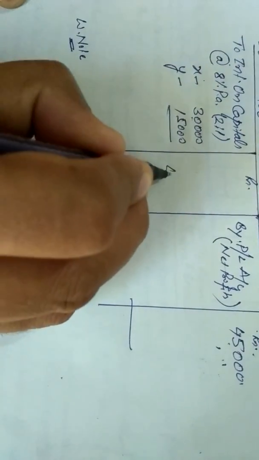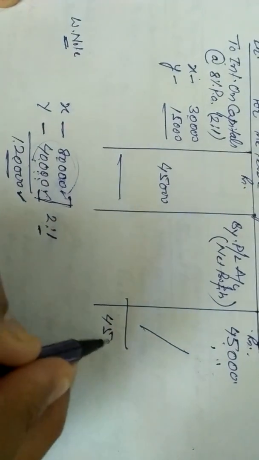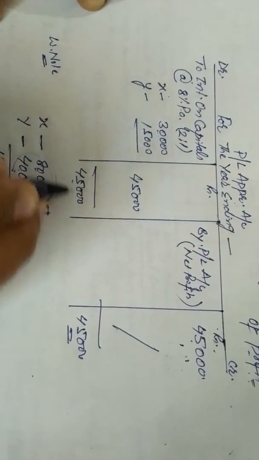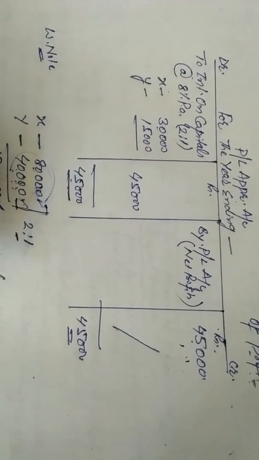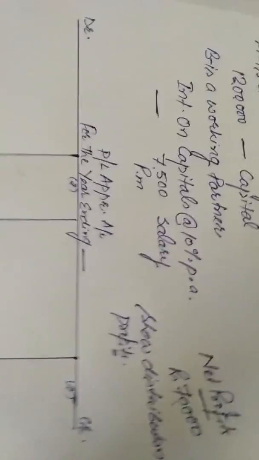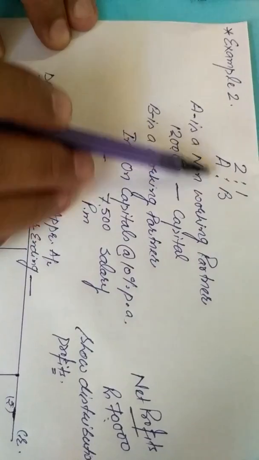The total amount is 45,000. This will be the accounting treatment of the given information when the amount of appropriation is more than available profit. इसी को हम एक अनदर एग्जांपल की हेल्प से डिस्कस करते हैं. सेम टॉपिक. Now the second example is: suppose A and B are partners.